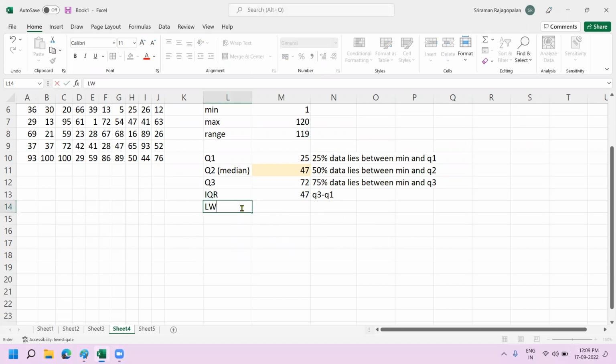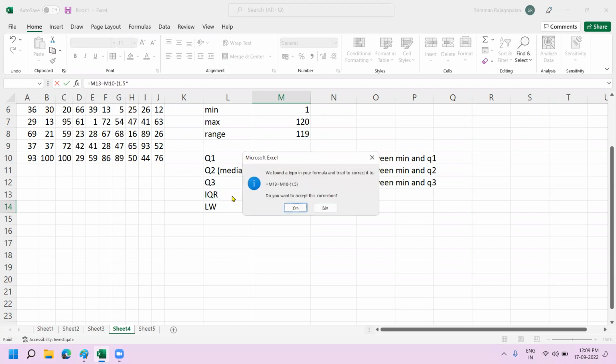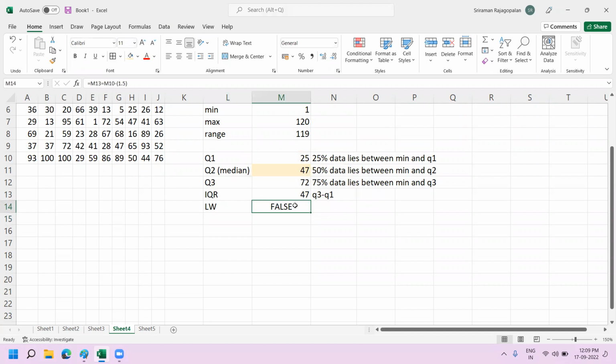Here I get left whisker equals quartile 1 value minus 1.5 times IQR, which equals 25 minus 1.5 multiplied by the IQR. So the value is -45.